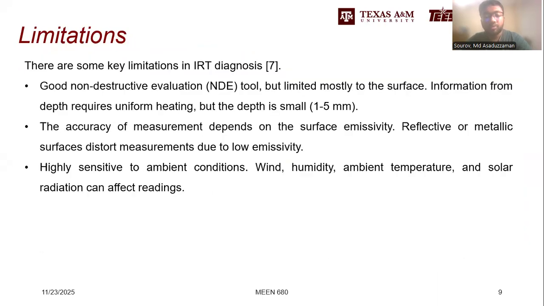Now, although infrared thermography is a valuable diagnostic tool, it does come with important limitations. First, it is primarily a surface-based technique. Thermal diffusion limits how deep we can detect features, typically up to a few millimeters. In addition, accuracy depends heavily on surface emissivity. Highly reflective or metallic surfaces can distort measurements and often require special coatings or calibration. Also, the technique is very sensitive to environmental conditions such as wind, humidity, and ambient temperature, all of which can influence thermal mapping. So, careful setup and proper interpretation are essential for obtaining reliable results.